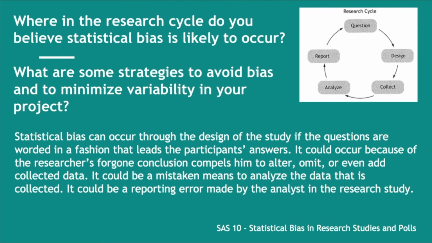It could occur because the researcher's foregone conclusion compels them to alter, omit, or even add collected data. If we do a double-blind study, that removes that problem. And then it could be a mistaken means to analyze the data that is collected. We're going to make sure we have good quality assurance when we collect our data. And it could be a reporting error made by the analyst in the research study. We just have to double-check our work before we actually study it.